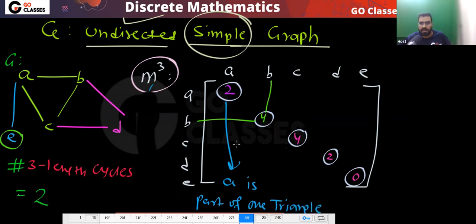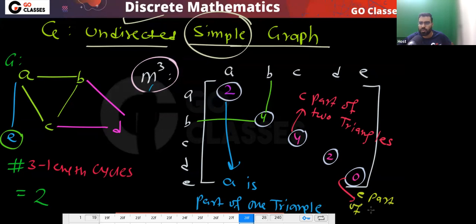Okay. I can say this is part of 2 triangles. C is part of 2 triangles. E is part of 0 triangles, no triangle.